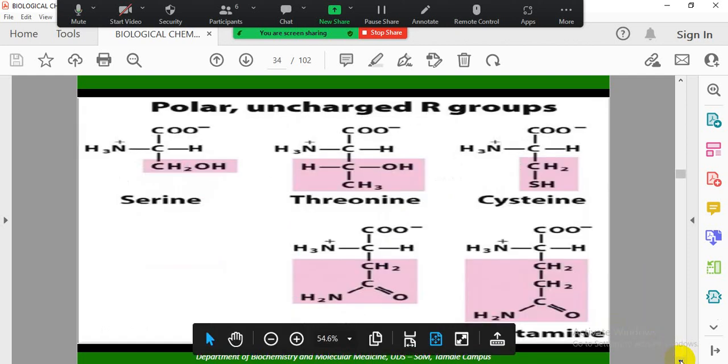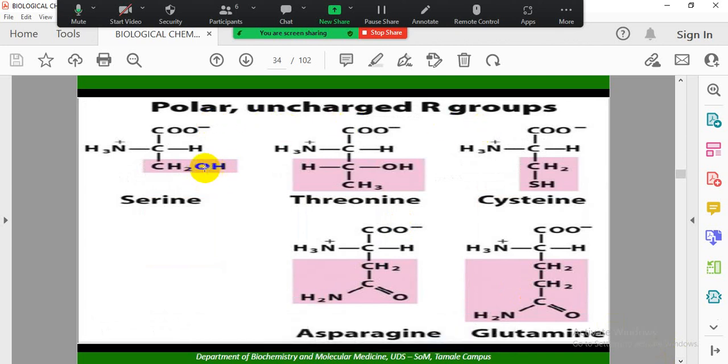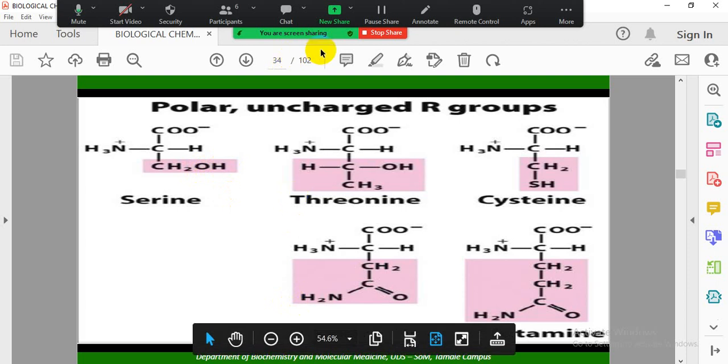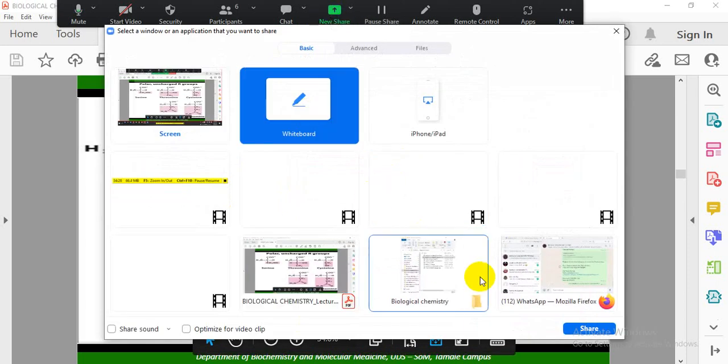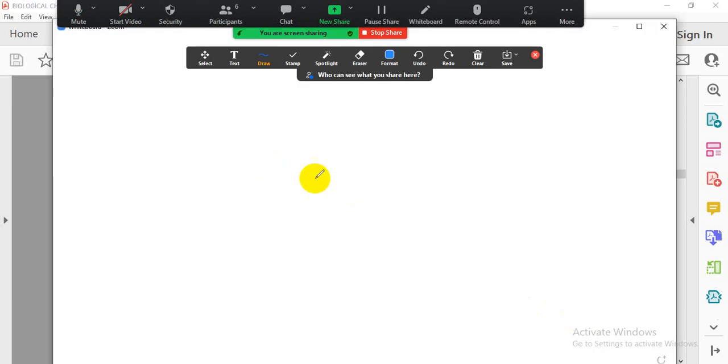So let's go. So we have polar uncharged R groups. Whenever you see this is polar, it means that it has OH group, but there is no charge on it. So we have what? Serine. This is called serine, CH2OH. Let's share this thing, whiteboard. Under normal circumstance, OH is supposed to be what? OH minus.